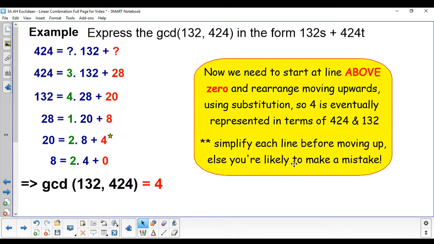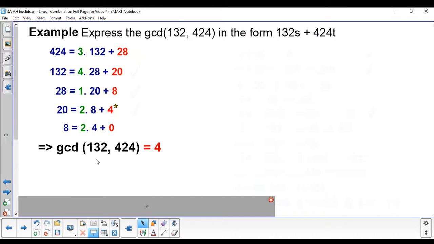What I'm going to do is tick them with different colours. And my objective is to represent the greatest common divisor, 4. I'm going to have 132 and 424 in my final answer. So I'm going to work all the way back up to here. Simplify each line as you go before you go to the next one up to tick, because otherwise, guaranteed, you'll make a mistake. So this is what we have done a moment ago.